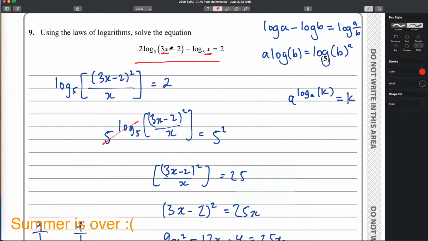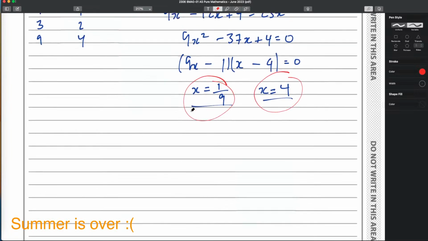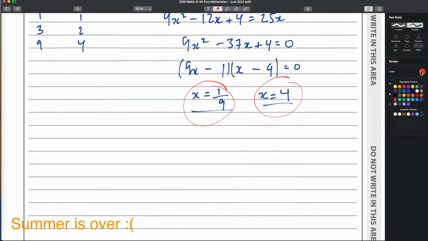But if we substitute 1 over 9 in, this becomes 1 take 2. Sorry, no, not 1 take 2. 1 on 3 take 2, which is a negative. So the only valid solution here is x equal to 4. x equal to a ninth is not a valid solution. So, another mark down.